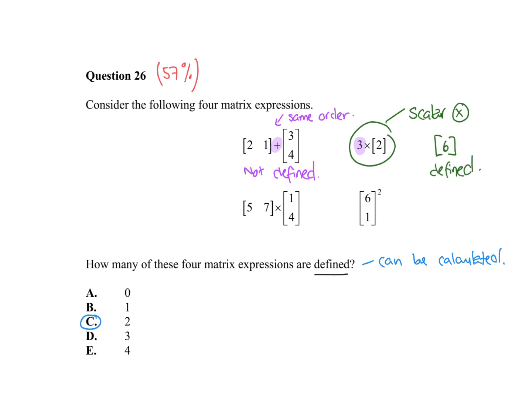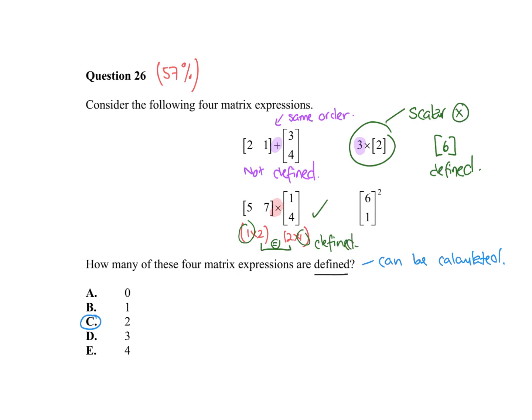Okay, when we have multiplication, remember we have to look at the order. So this is a 1 by 2 and this is a 2 by 1. For it to be able to be done, remember we have to have these two equal, which it is, and then our order will be a 1 by 1. So this one is defined, okay?